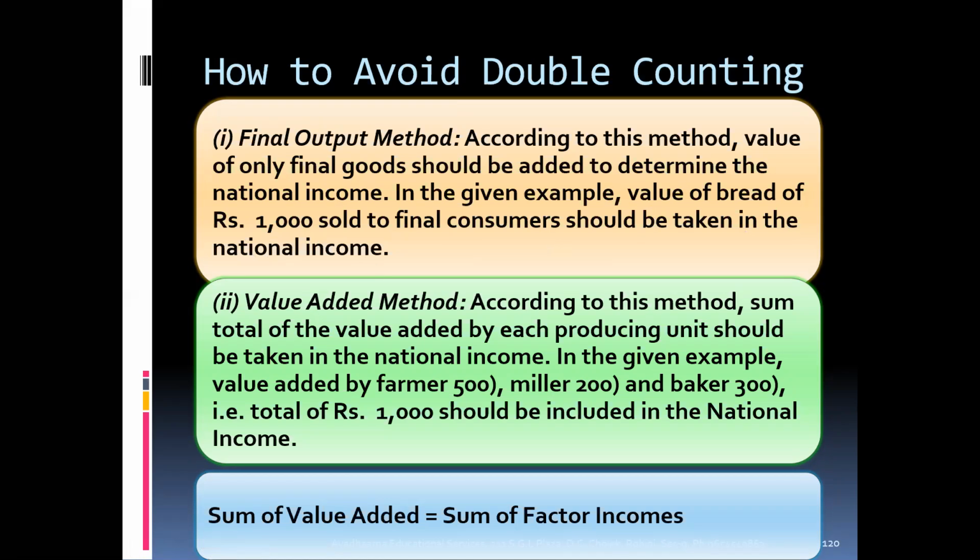Or the other way, which we just saw, is to calculate the value added at each stage. According to the value added method, the sum total of the value added by each producing unit should be taken in the national income. In the given example, the value added by the farmer is 500, miller 200 and baker rupees 300. The total again is rupees 1000. That should be included in national income. So the sum of value added is the sum of all the factor income.